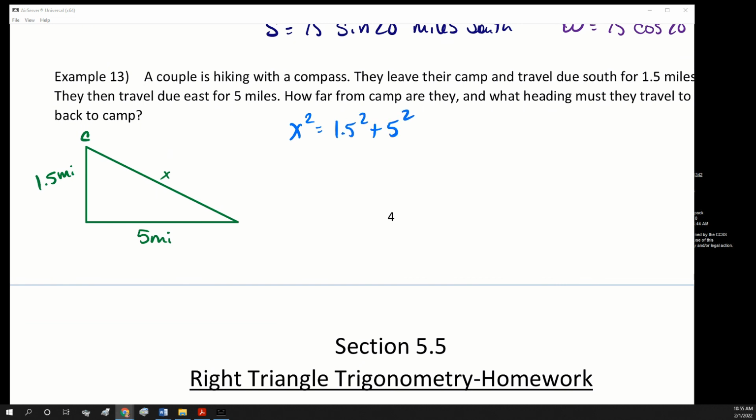And your little blue calculators can do this kind of math for you. You can square that, add them together, and you're going to get 27.25. And then in the square root, you get approximately 5.22 miles from camp. All right, so if they go straight back, it's going to save them. If they go back the way they came, it's 6.5 miles.